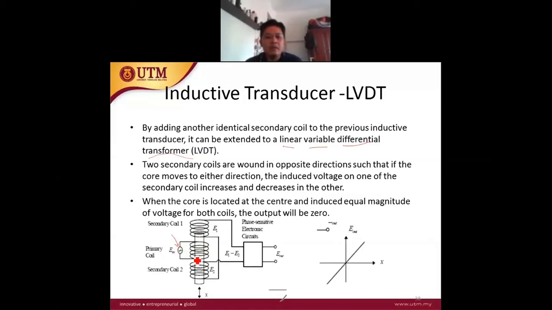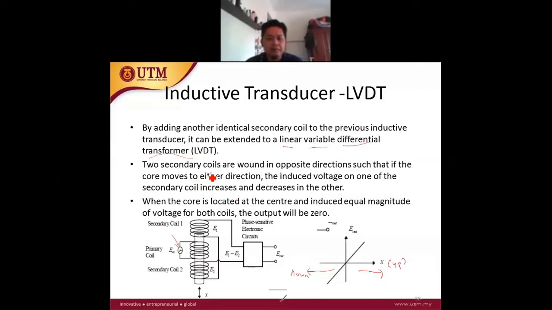And in the middle of the winding there is a core. This core will move up and down, representing the displacement. We can say up is this direction, and down is this direction. That is representing the displacement.